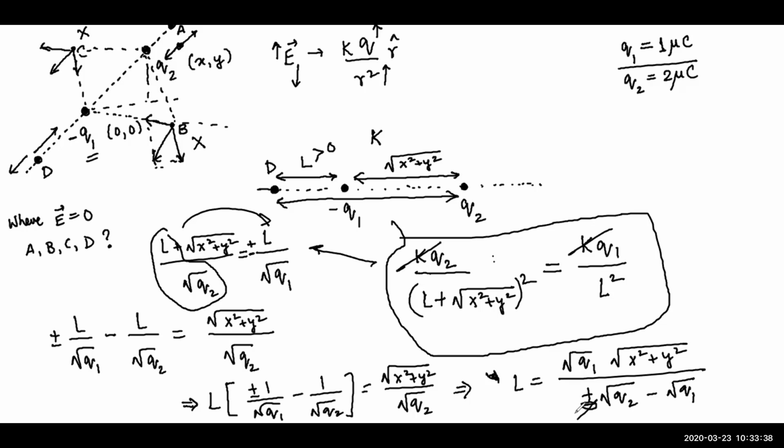All right, so this tells me that the only answer that is correct is L is equal to square root of Q1 multiplied by square root of x squared plus y squared divided by square root of Q2 minus square root of Q1. Okay, so that's our answer for L.